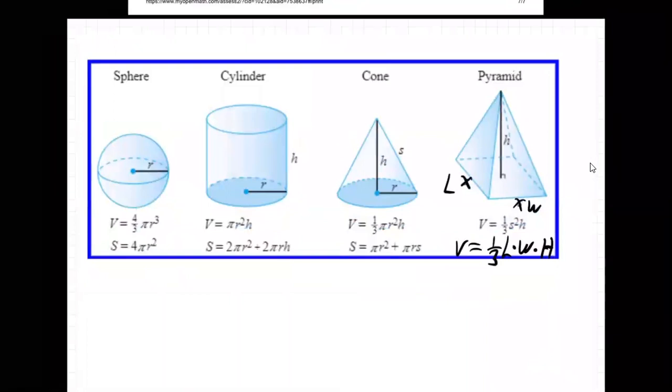So the volume of a pyramid is 1/3 s squared h, or length times width times height. You can use either one. They're both saying the same thing. But notice carefully, what is the height?